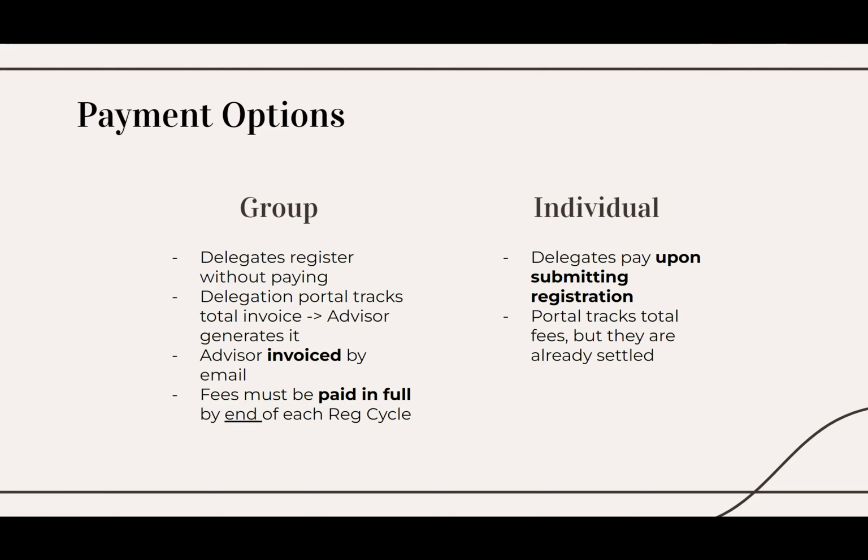And what that really implies is that before early registration ended, which was March 9th, the total fees that the delegation accumulated through delegate registration must be paid by that March 9th date. Otherwise, KINGMUN reserves the right to revoke that prorated rate and charge all delegates the new registration period's rate instead. So that's an important consideration when selecting group payment.